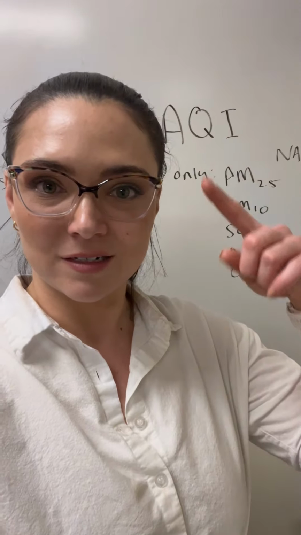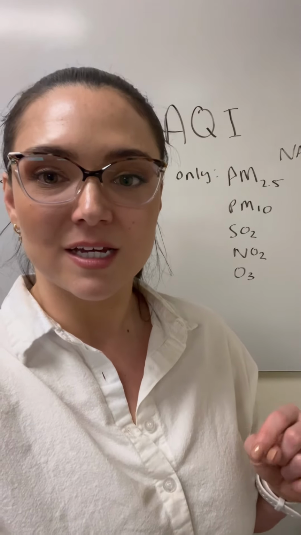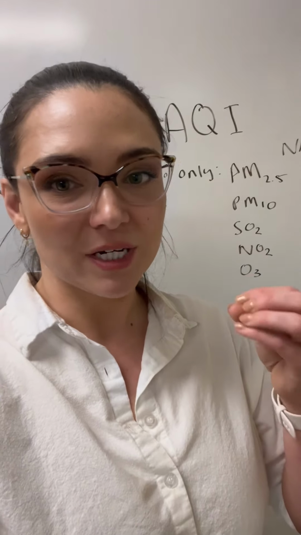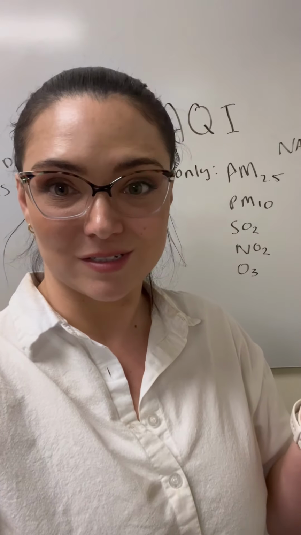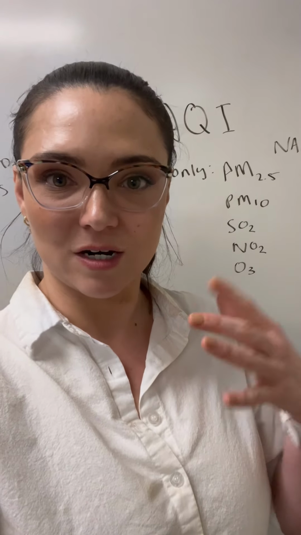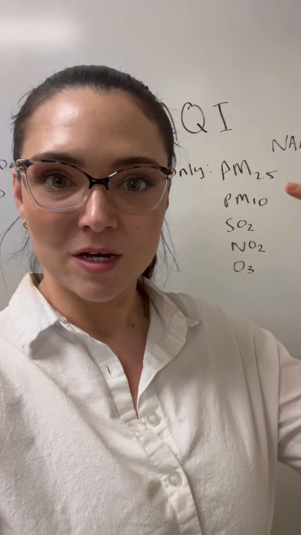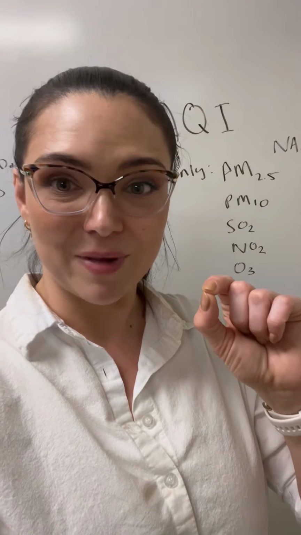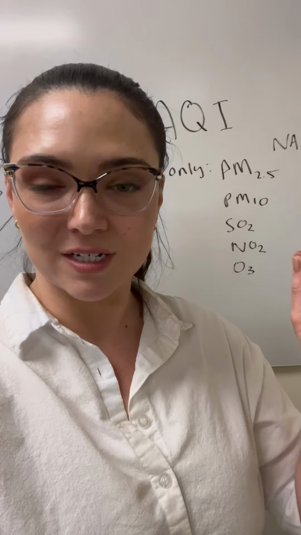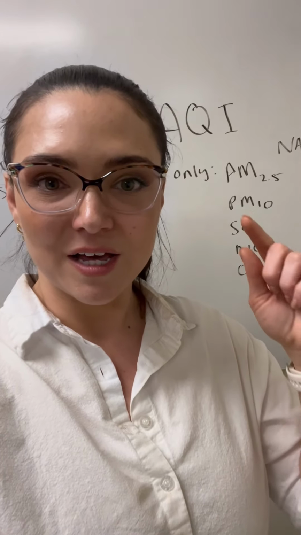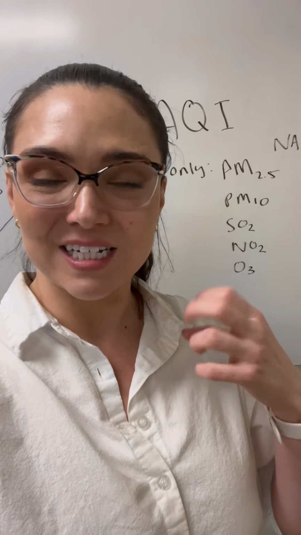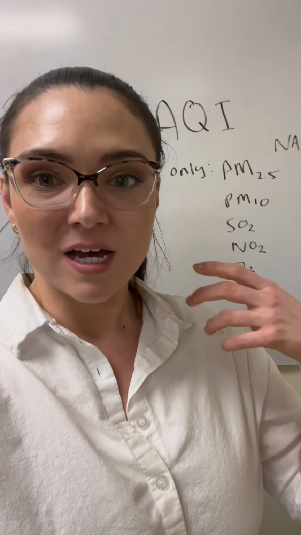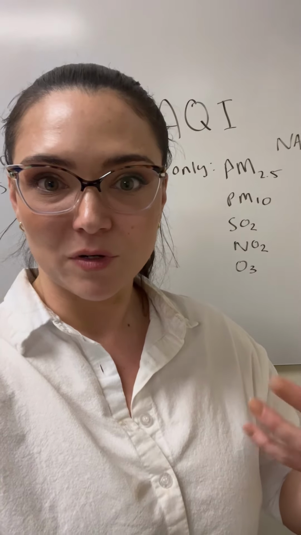So AQI, air quality index, is a color scale we use to communicate with the public on national ambient air quality criteria pollutants. I know that's a lot of words, but the pollutants are listed behind me. Particulate matter, PM 2.5, is particles smaller than 2.5 microns. PM 10, smaller than 10 microns. This PM 10 would be more like sand or dust. PM 2.5 are things like wildfire smoke, for example.